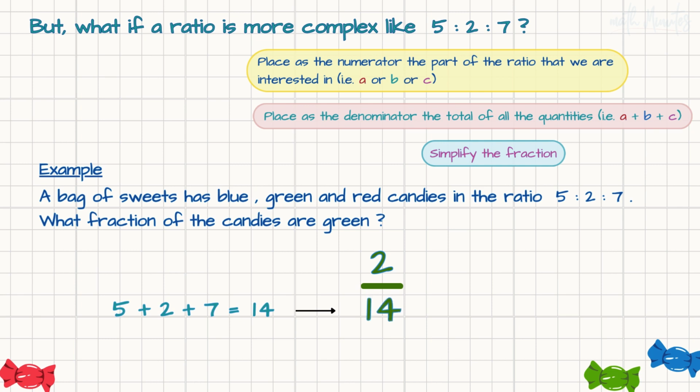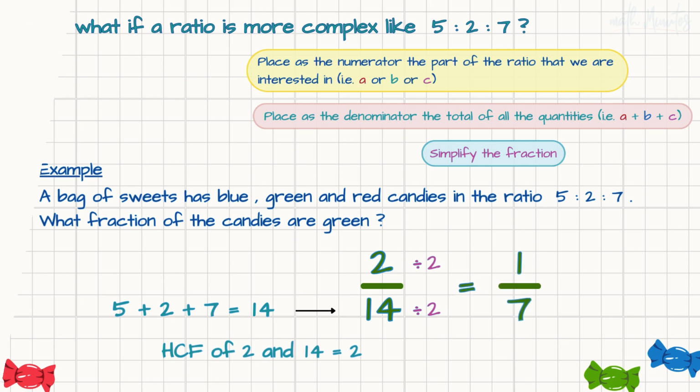The fraction of the candies in the bag that are green is 2 over 14. We simplify this further. We see that 2 is the highest common factor of 2 and 14. So we divide both the numerator and denominator by this to get 1 over 7.